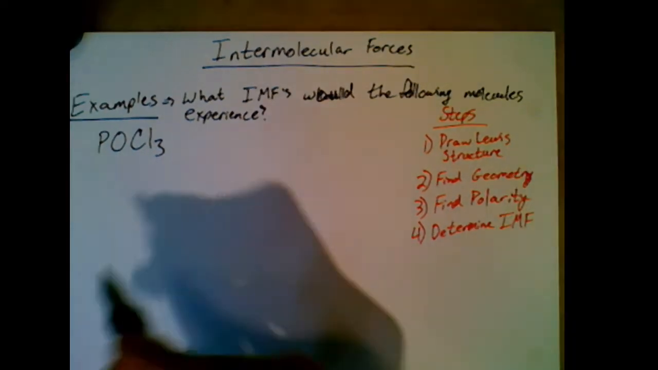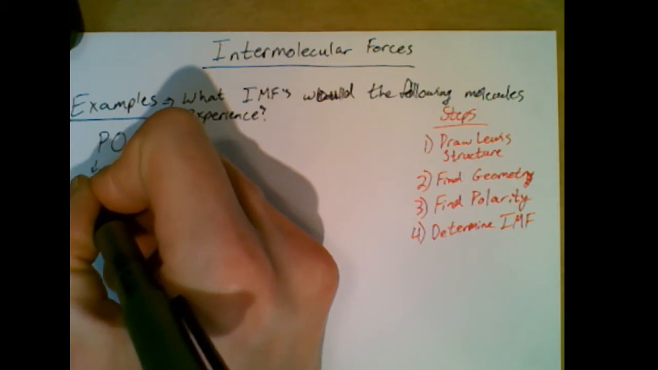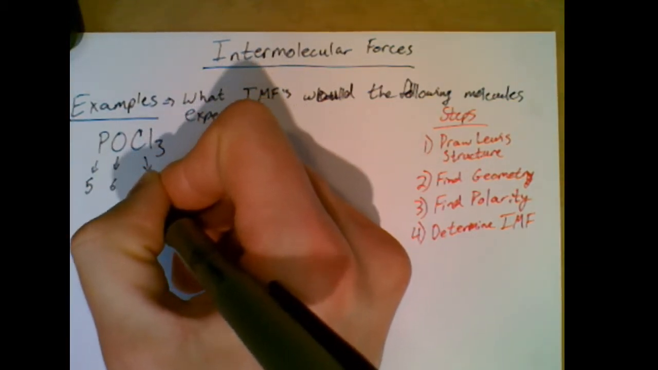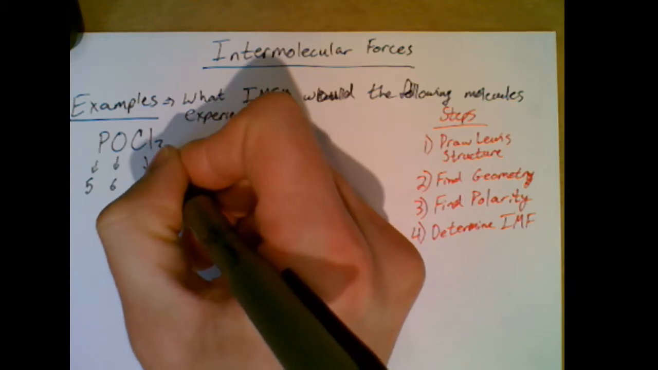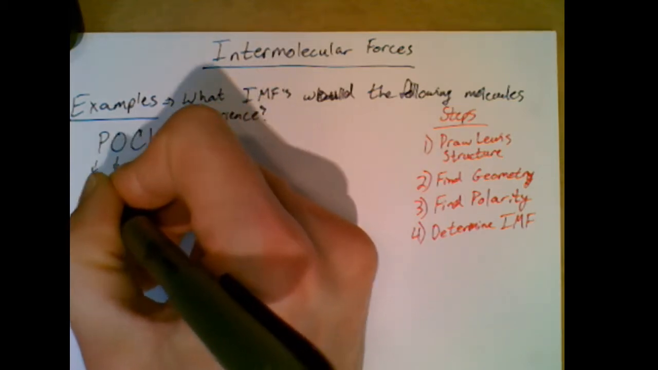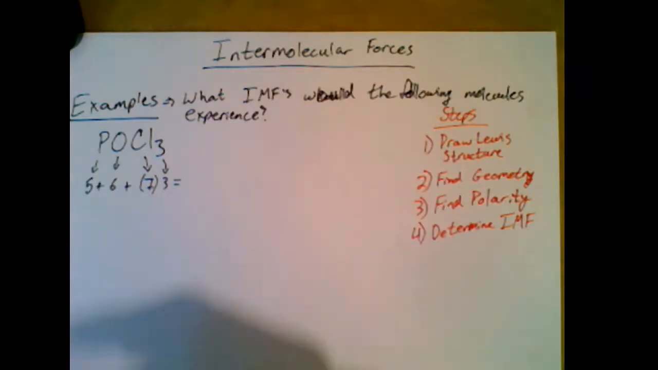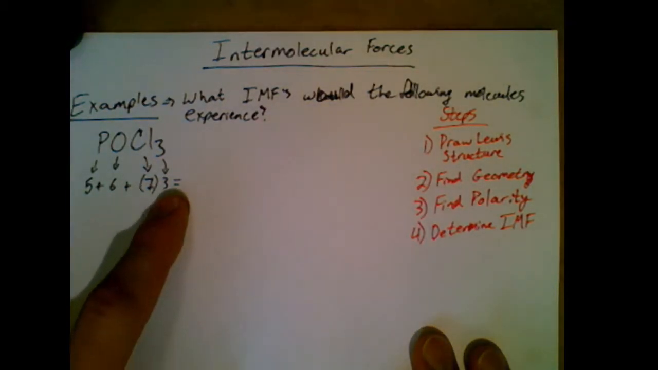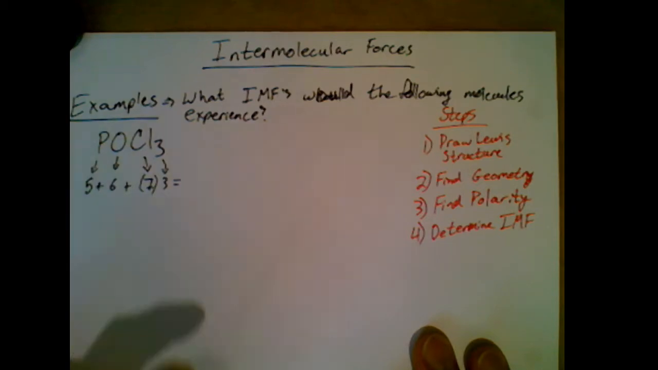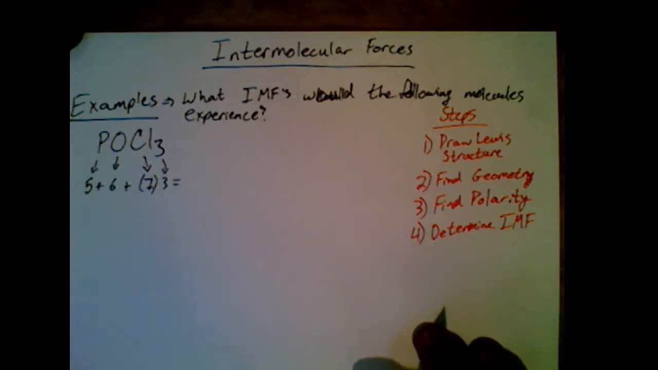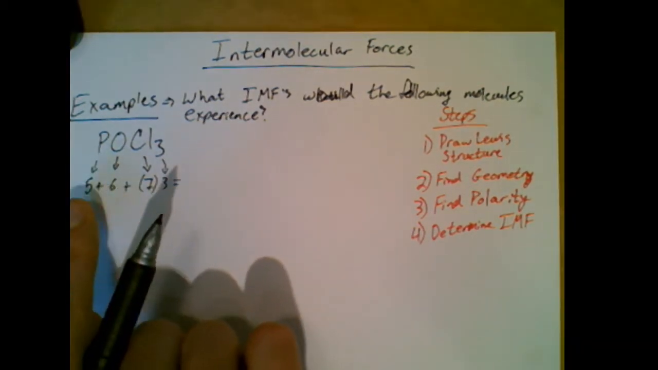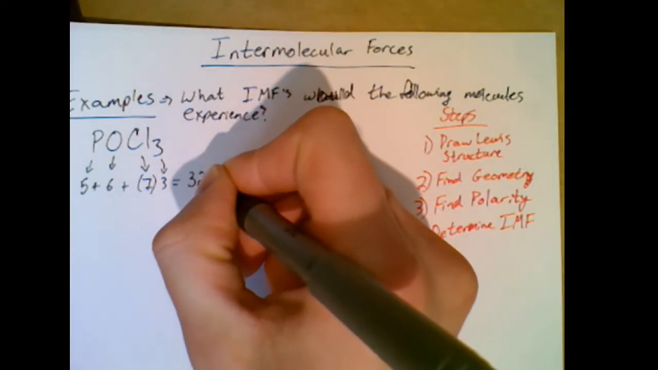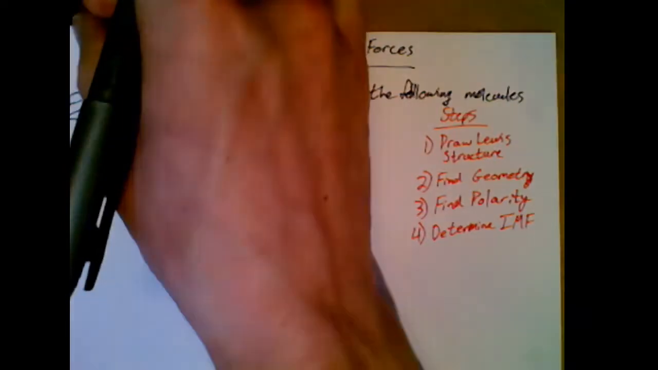So let's work through this example of POCl3. To draw POCl3, you'd want to find out how many valence electrons each of these atoms has, and then use that to find the total number of valence electrons in this molecule. We have 7 coming from each chlorine, and we have 3 chlorines, so that's 21, plus 6 plus 5. That gives us a total of 32 valence electrons to work with.